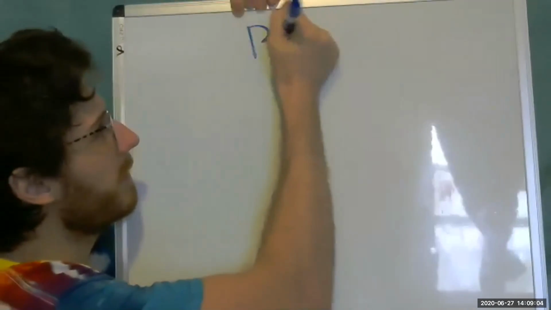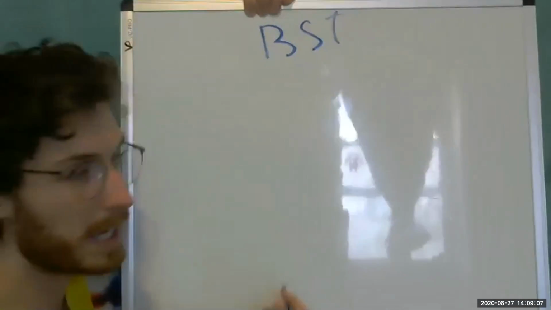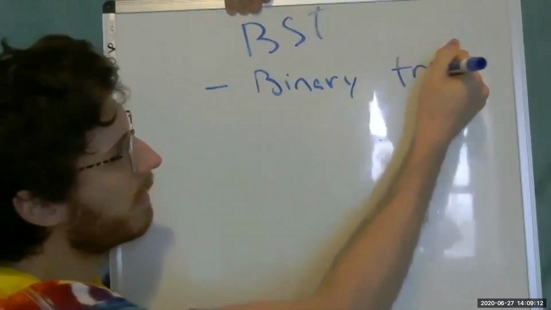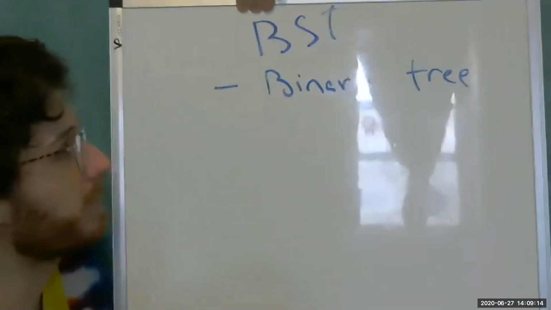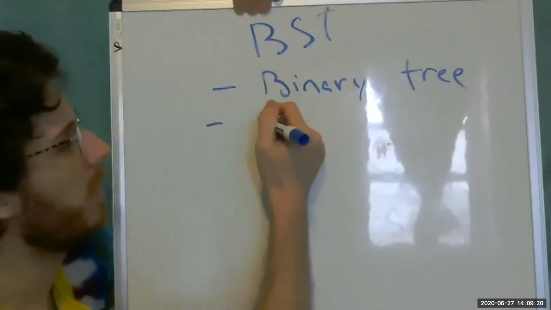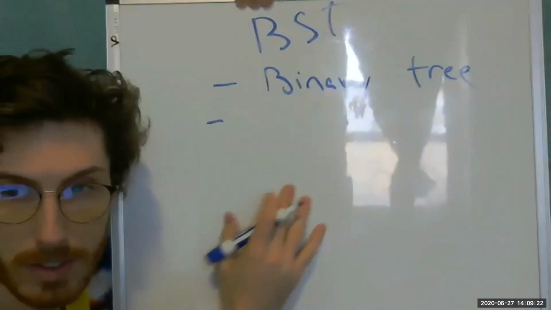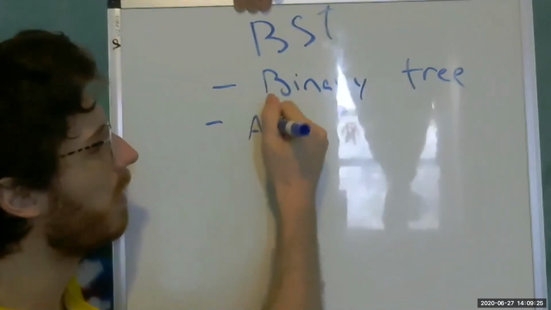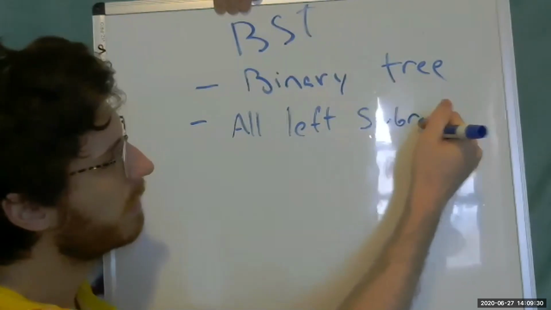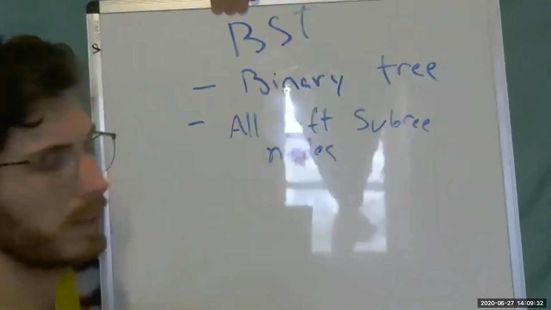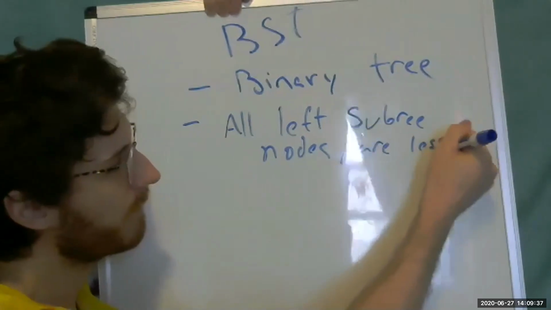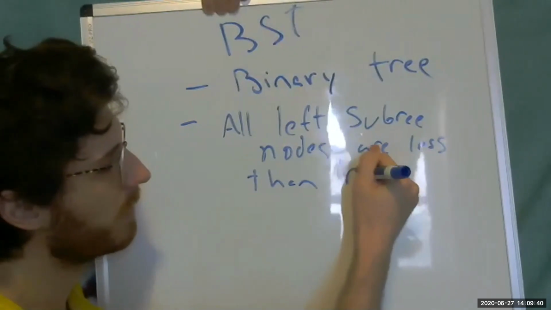Okay, so for a BST, it has to be a binary tree. So binary tree, right? But the constraints are all nodes on the left subtree. So all left subtree nodes, all left subtree nodes are less than root.